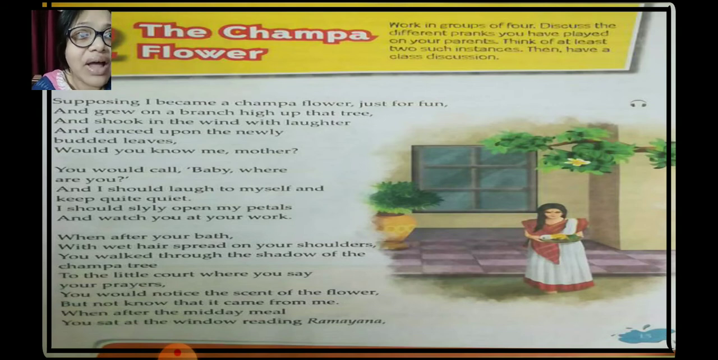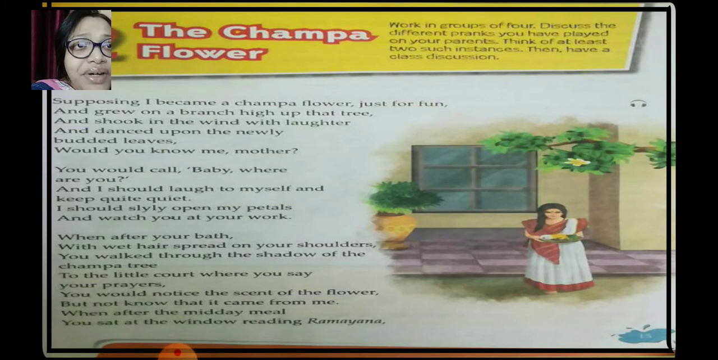Supposing I became a champa flower just for fun and grew on a branch high up that tree. So you can see here, children, a branch is given and a flower has grown over there. So our little poet wants to be this champa flower, and he wants to morph himself, means he is going to change himself into this flower, and he would bloom in that little branch and shake in the wind with laughter. And when he will laugh, he will shake himself in the branch and dance upon the newly budded leaves. So he will enjoy being a flower by smiling and laughing and dancing with the leaves.